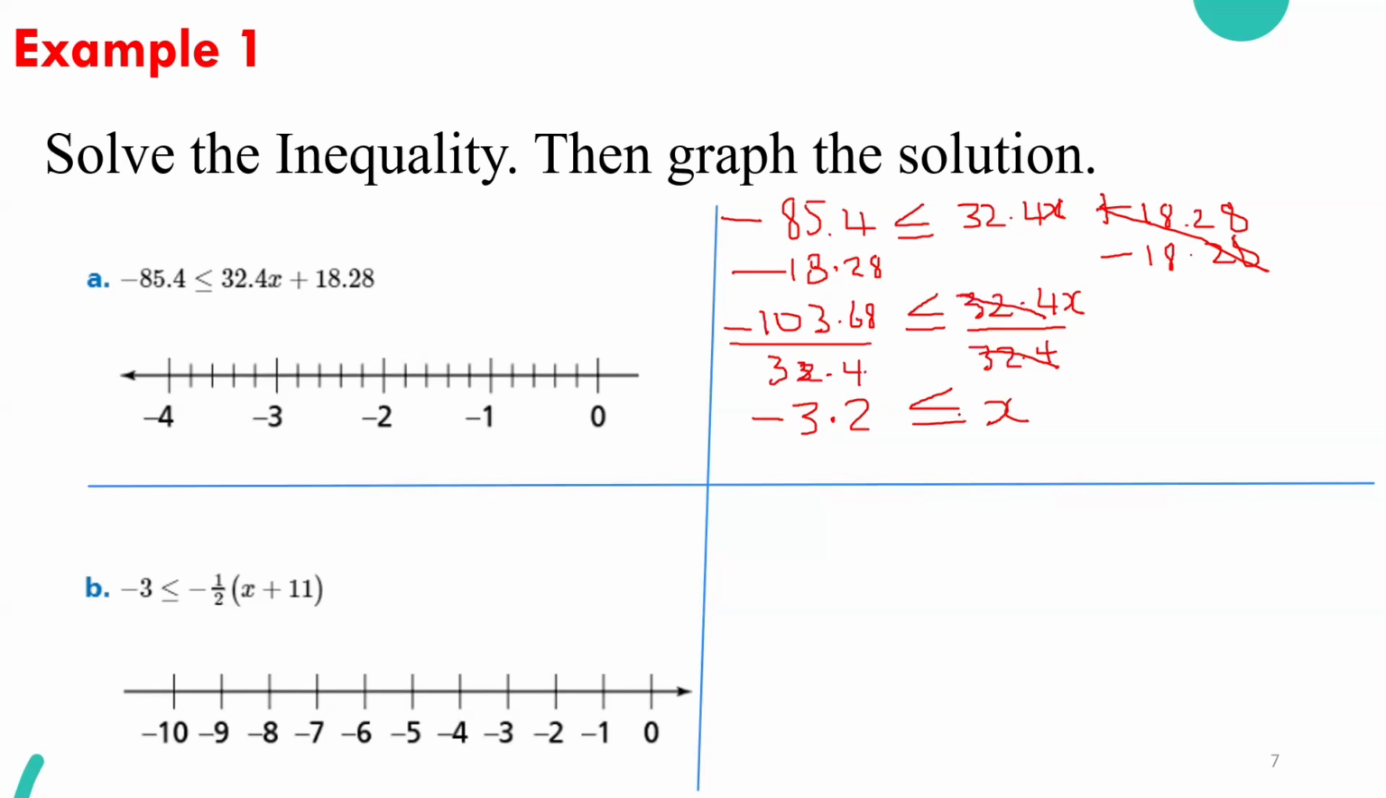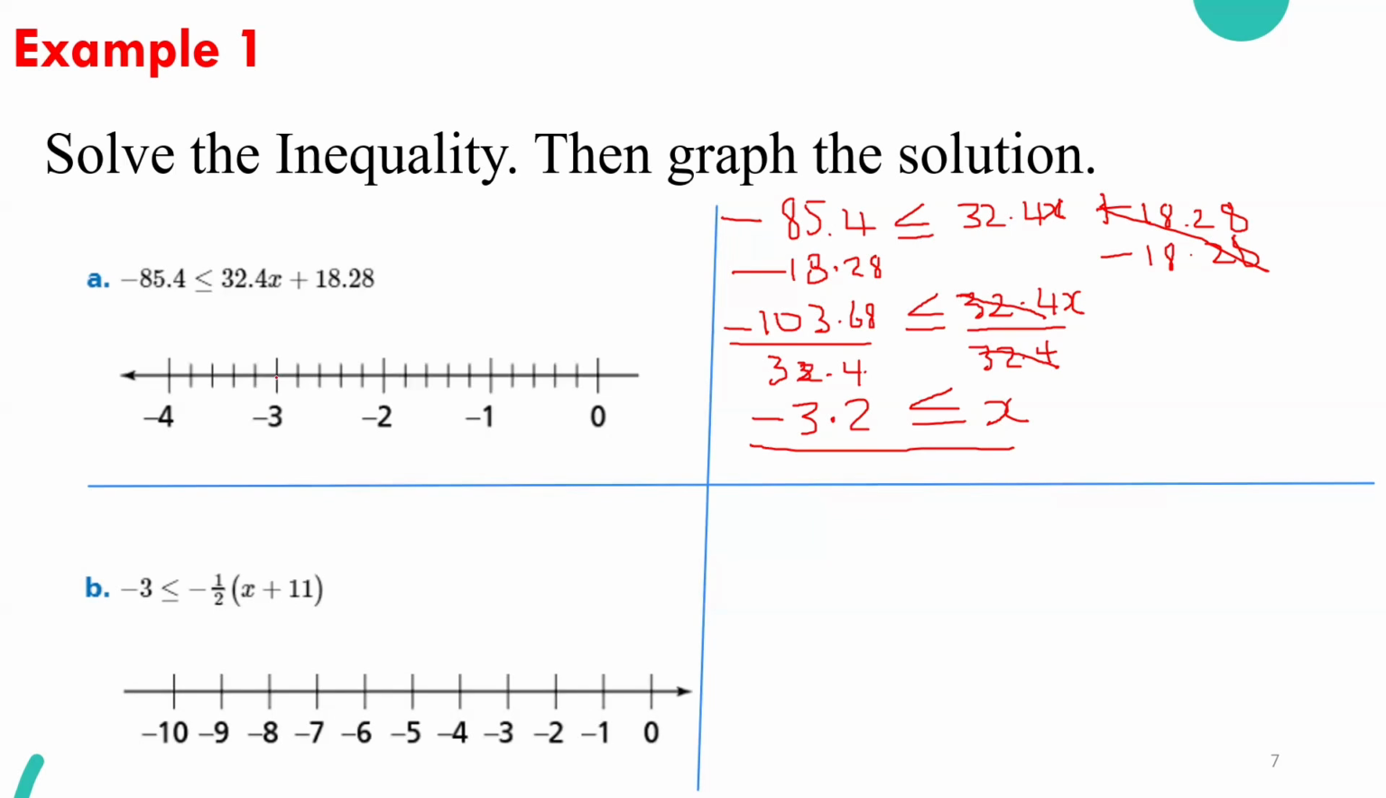This is just saying negative 3.2 is a solution, or all the numbers greater than negative 3.2 are also a solution for x. This here is our solution. We are going to represent this on the number line. How do we do that? So we look at our number line. If our number line is not labeled, we are going to label it based on the solution that we have. But this is already labeled for us. So we are going to find or locate negative 3.2 on the number line.